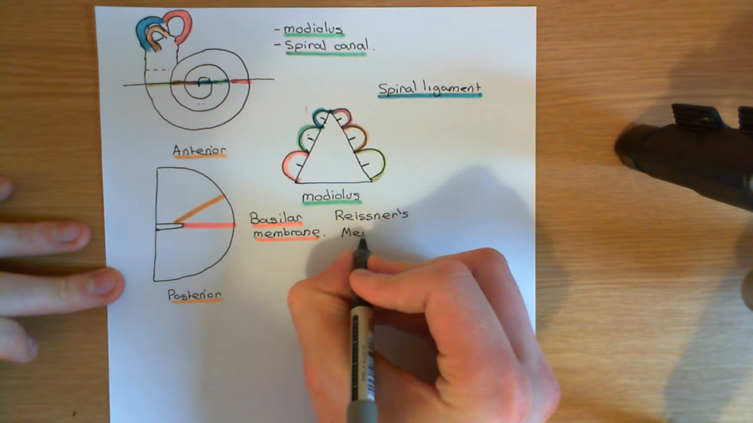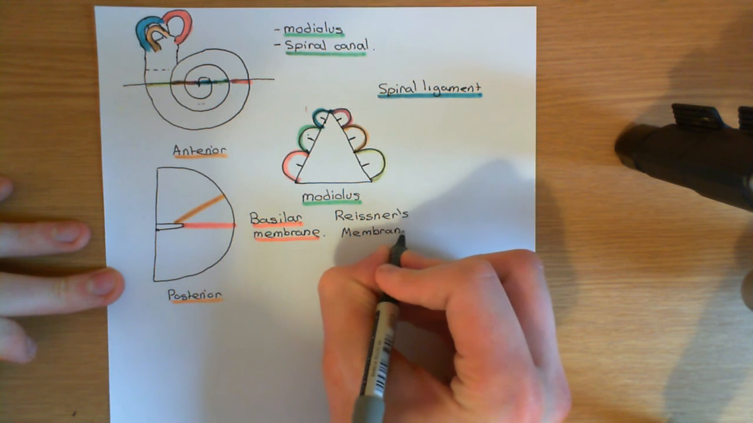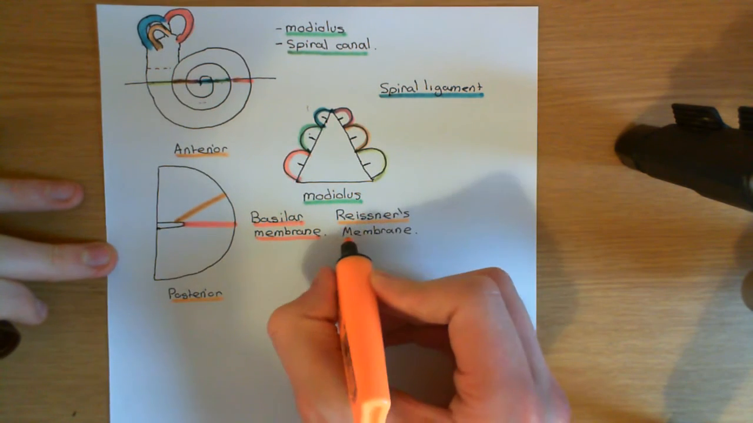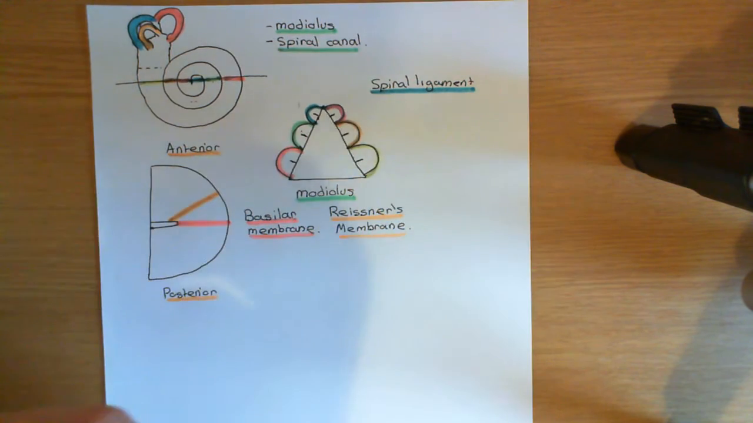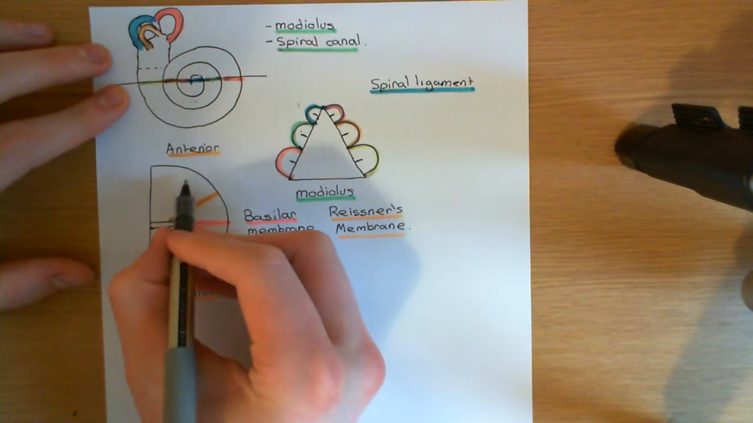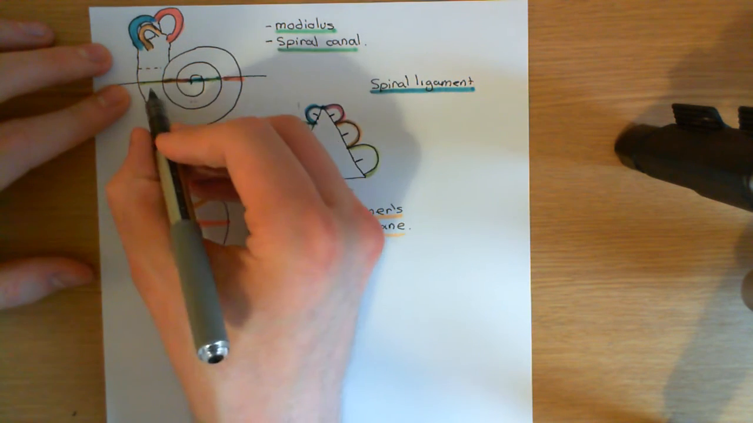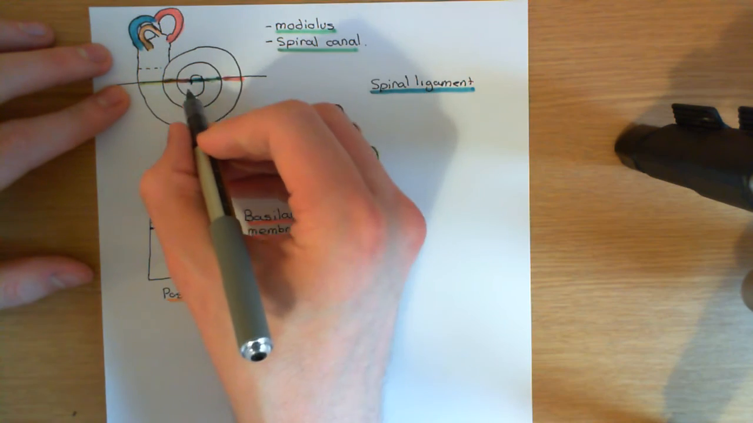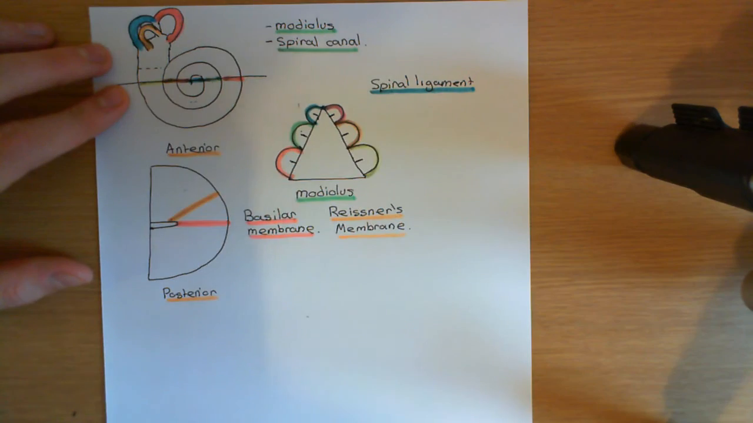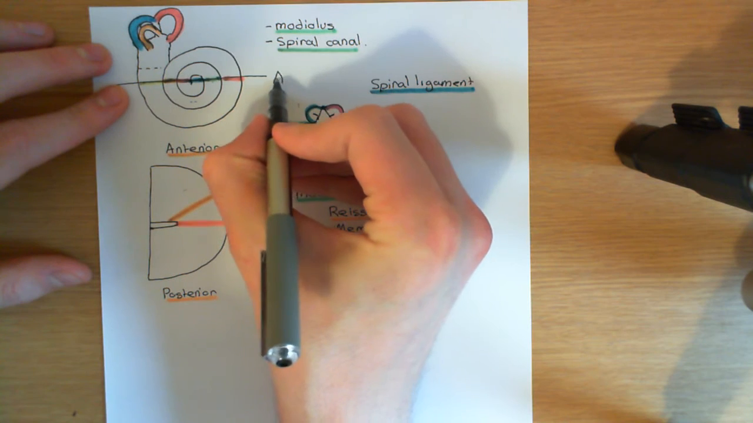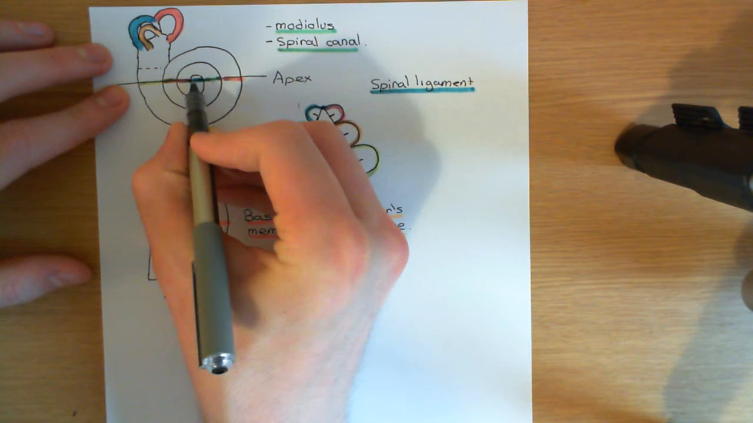Okay, so we've got these two membranes that go all the way around the spiral canal, the basilar membrane and Reissner's membrane. Okay, and they split the spiral canal into three separate compartments. So again, just to emphasise this, if I was a little man beginning my journey here and I was in this top compartment, then I could continue walking on the Reissner's membrane all the way around and I'd remain in the top compartment. Okay, now there is one little break to this, which is when I get right to the apex.